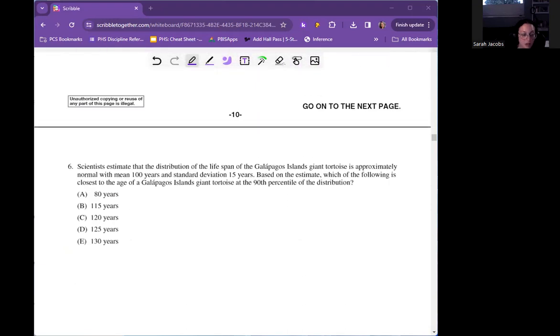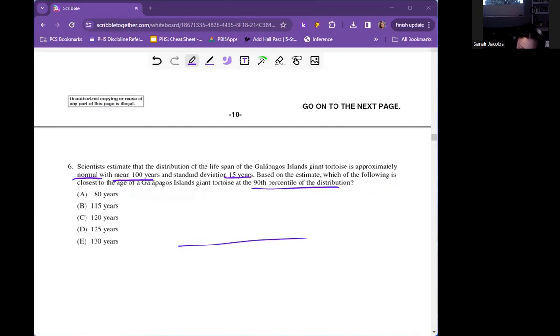6. Scientists estimate that the distribution of the lifespan of the Galapagos Islands giant tortoise is approximately normal with a mean of 100 years and a standard deviation of 15 years. Based on the estimate, which of the following is closest to the age of a Galapagos Islands giant tortoise at the 90th percentile of the distribution?